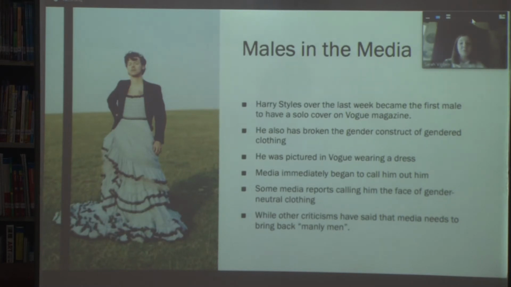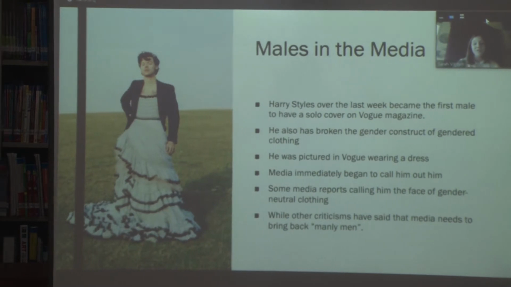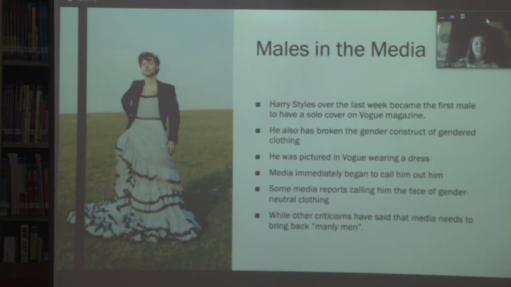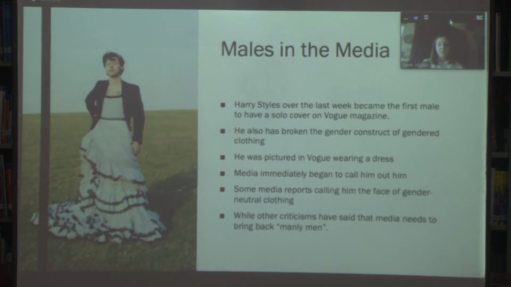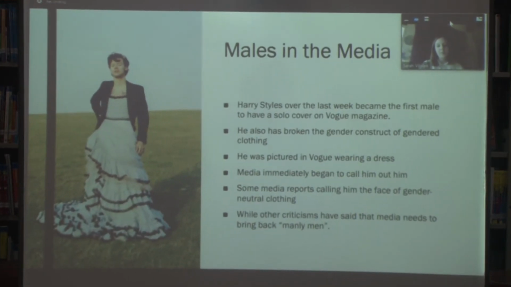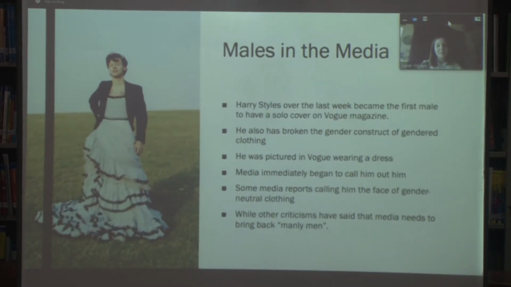People have praised him for it, saying that he has become the face of gender-neutral clothing, breaking gender stereotypes and gender constructs that clothes are gendered, while others have criticized him for not being manly enough, saying that men need to be manly, men cannot wear feminine clothes, feminine meaning soft, etc. So this is how media has started to portray males, has been critical of them and what they wear when they want to express themselves.